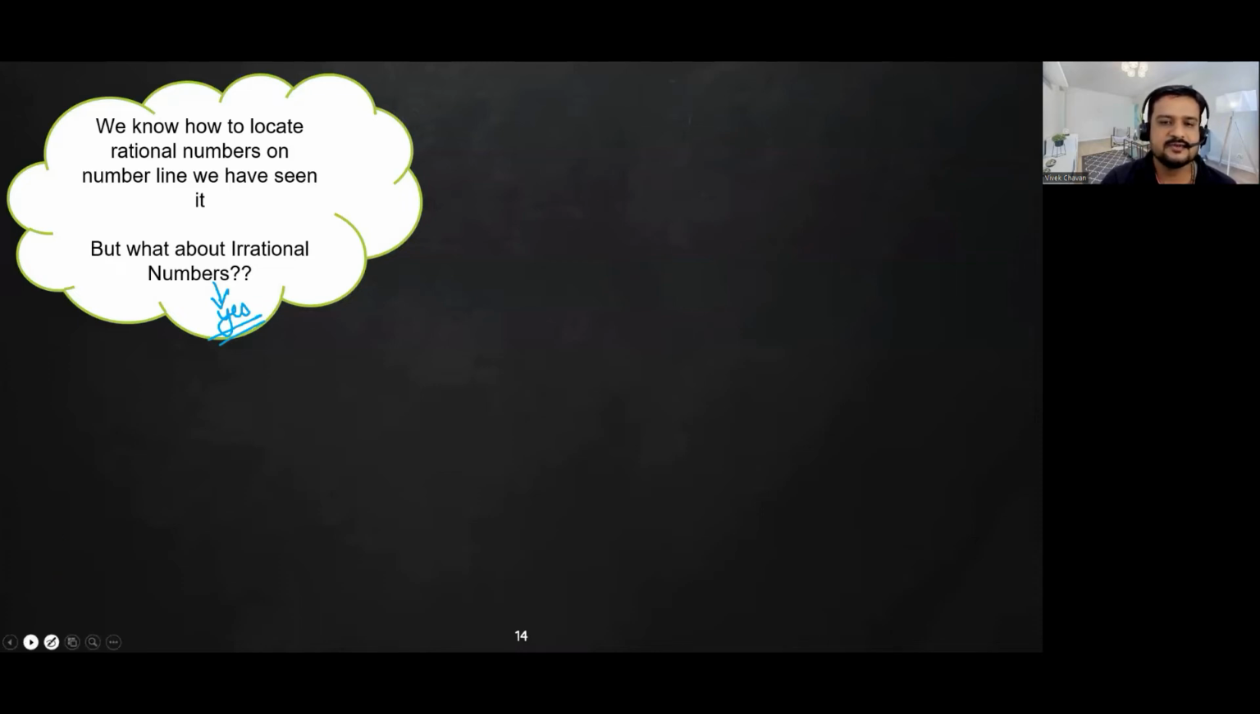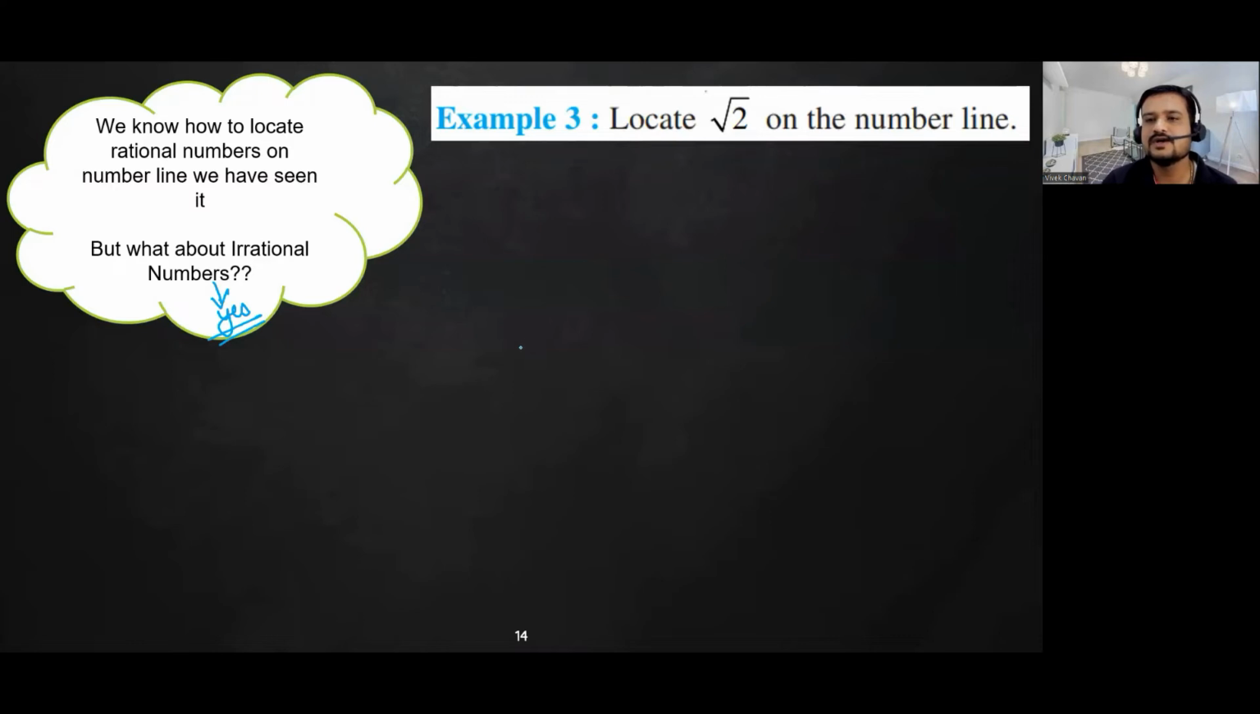Let's take an example, then it will be more clear. Suppose we want to locate under root 2 on the number line, because under root 2 is an irrational number and we are going to locate this irrational number on the number line. So for that, what will we have to do? First, we will have to draw a number line. Yes or no? We will have to draw a line for that. So this is our number line.